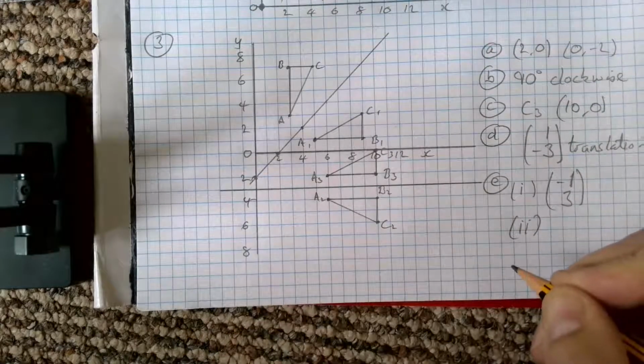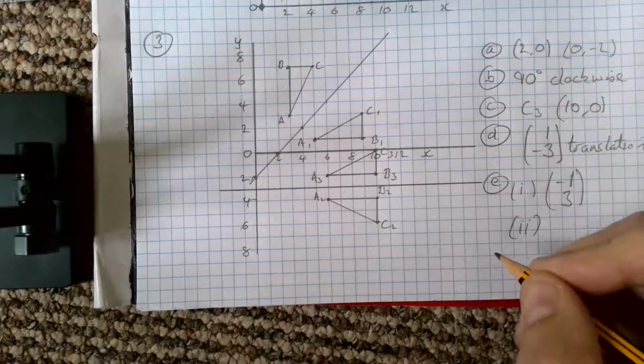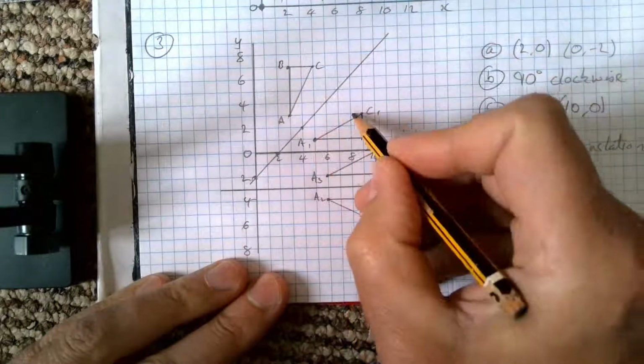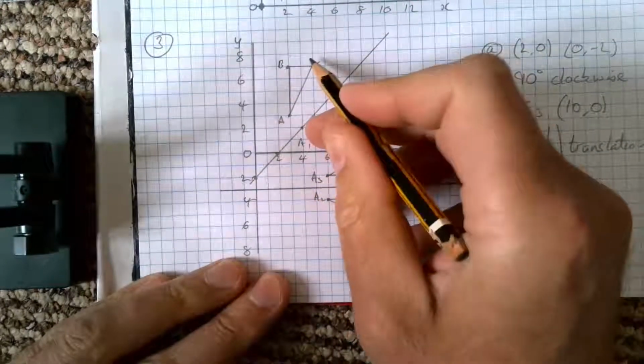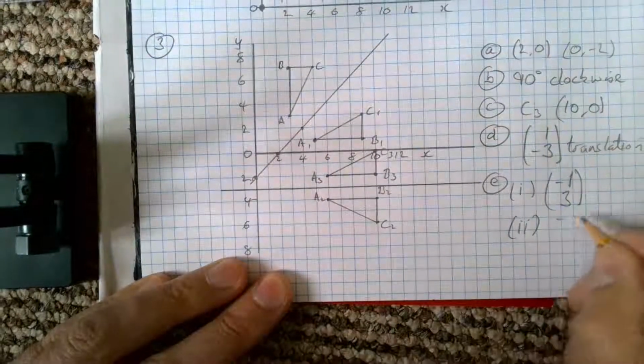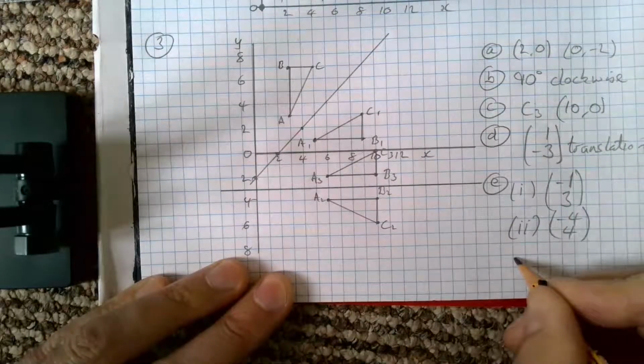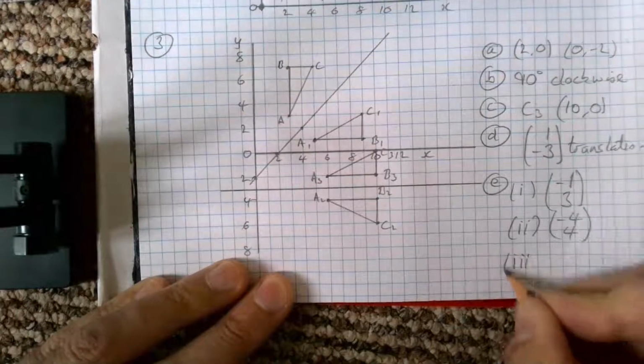The translation, it takes C1 onto C. So there's C1 and there's C. So that's back 4. So that's going to be a minus 4 and then an up 4. So that's minus 4, 4. And if we don't run out of space here, we're nearly there.